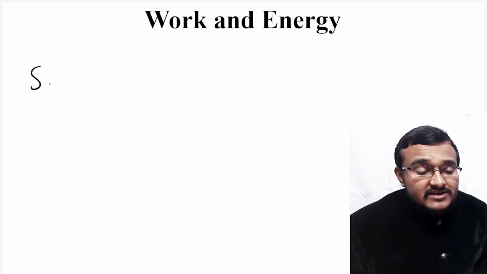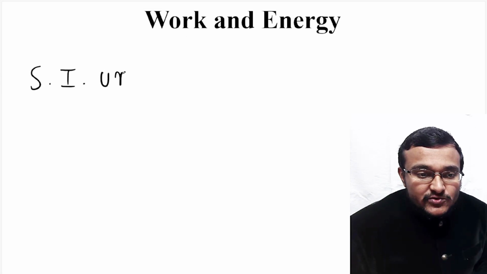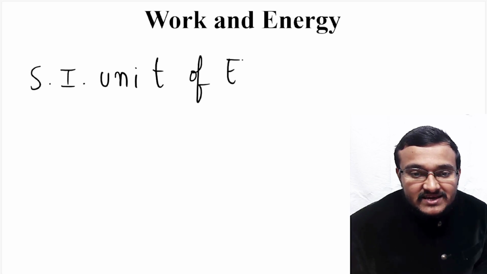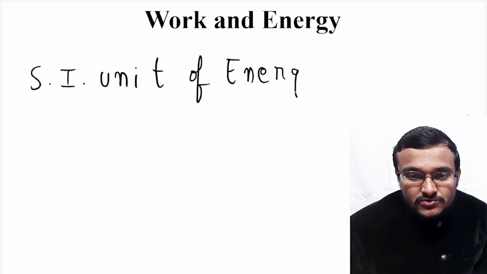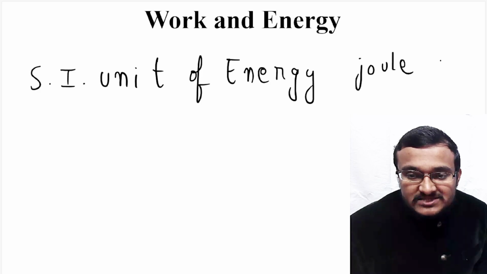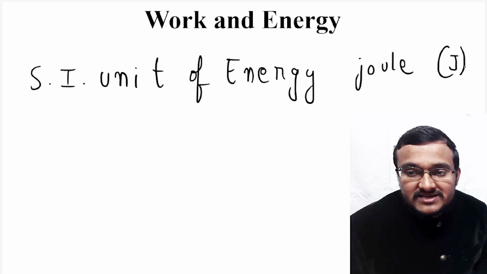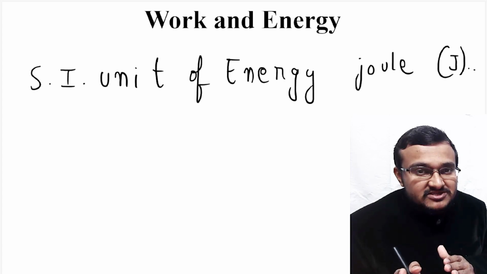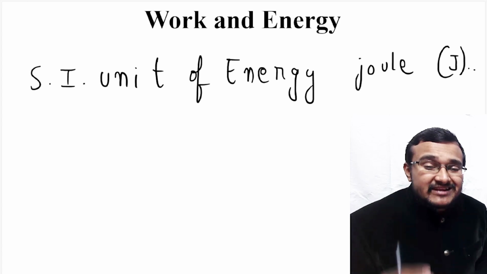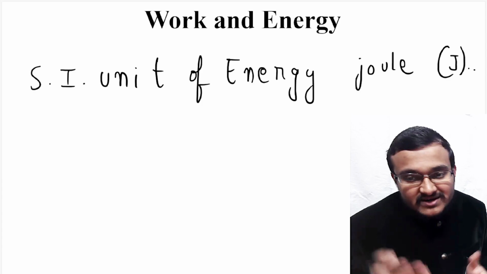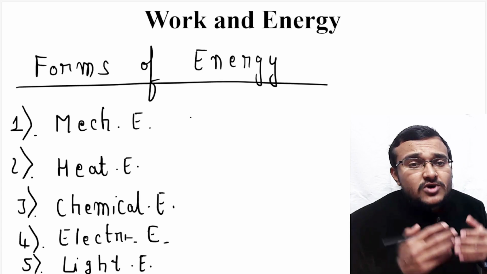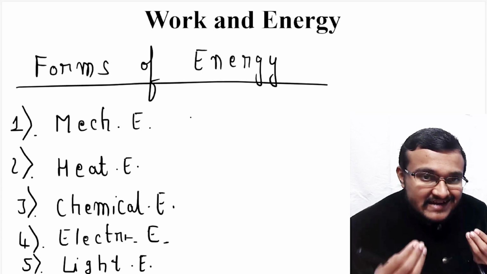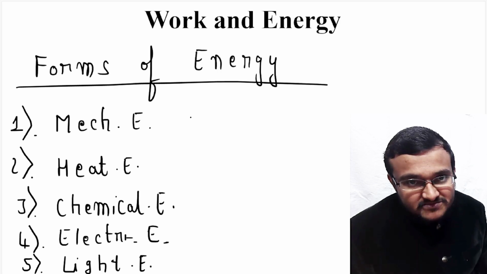So energy also has the SI unit joule. So the SI unit of energy is also equal to joule. Either you should write small j and expand the full form, or you should write the capital J without expansion. So the SI unit of energy is also equal to the SI unit of work done, that is joule. Our nature provides us energy in different forms.